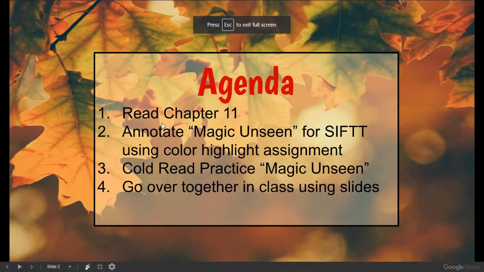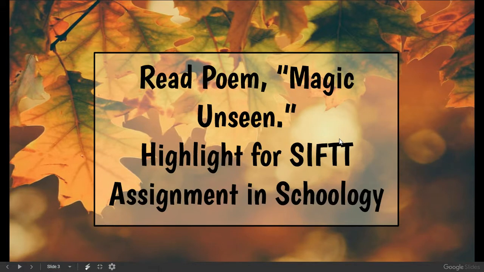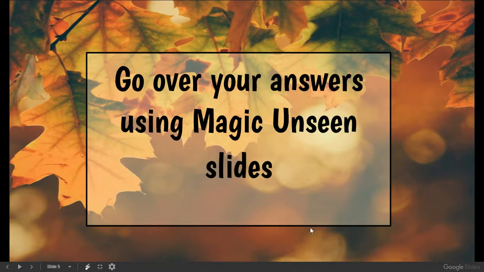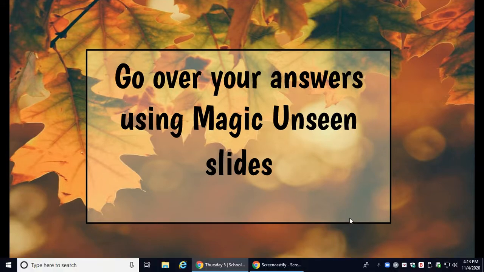Today we are going to read Chapter 11 of The Giver. And you are going to annotate the poem Magic Unseen. And I'm going to show you what to do. And then you are going to go to Schoology and complete the poem Magic Unseen Cold Read Practice Test. Please complete that before you go over your answers with the slides.